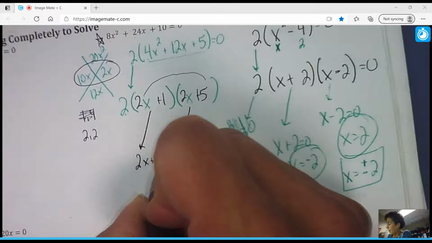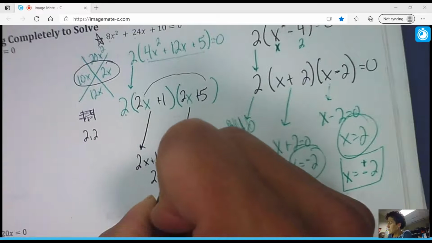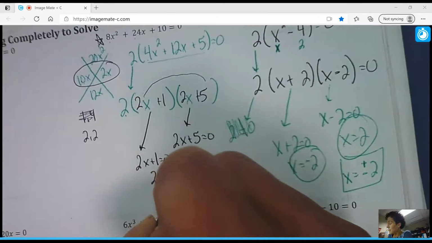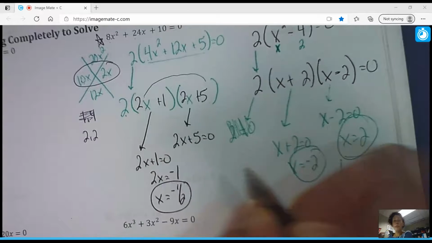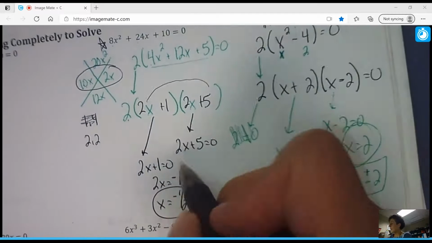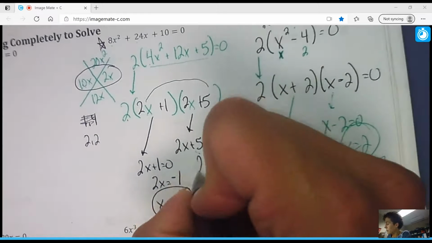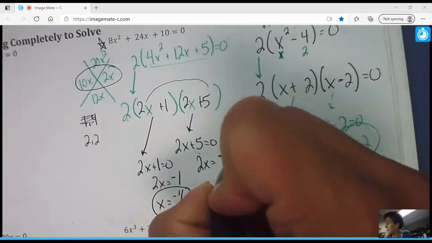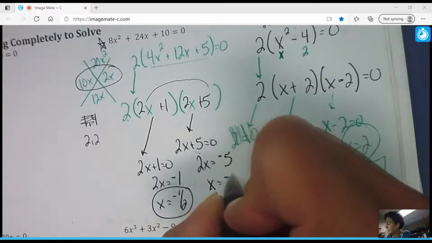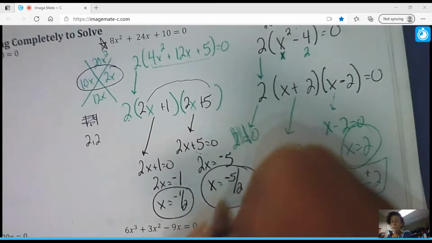So I'm going to subtract 1 here, which gives me negative 1, and then I'm going to divide by 2, and that gives me negative 1/2 as one of my 2 answers. And on this one, I'll subtract 5 over, so that gives me a negative 5, and then I'll divide by 2, so my second answer is negative 5/2.